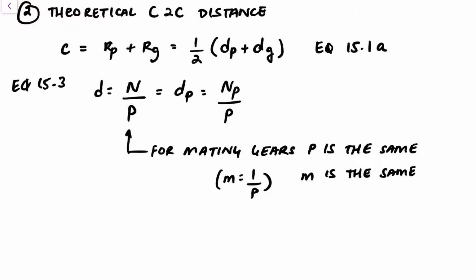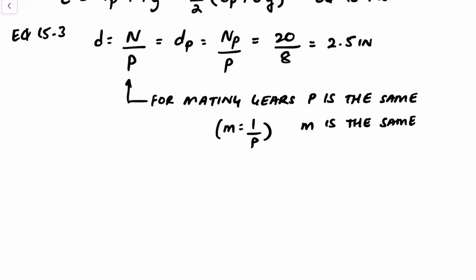So the diameter of the pinion is equal to the number of teeth of the pinion divided by the diametral pitch. We know this is 20. We have this is 8. So this is 2.5 inches. Using a similar procedure, we can calculate the diameter of the gear, which is NG over P. That's 40 over 8, which is 5 inches.